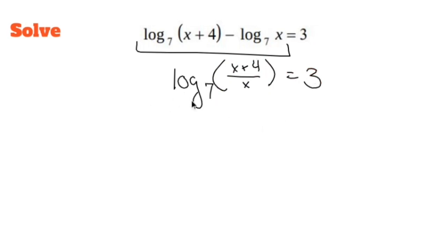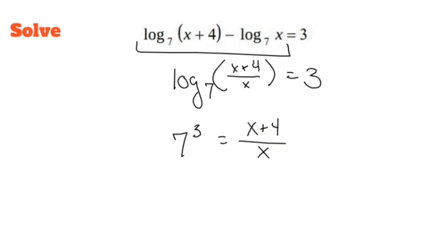Now, I can't throw this into a calculator. I can't use the change of base formula because I can't find what the log base 10 of x's are. So what I need to do is rewrite this into exponential form. So my base is going to be my base here. Whatever it equals is going to be my exponent, and that's going to equal x plus 4 over x.